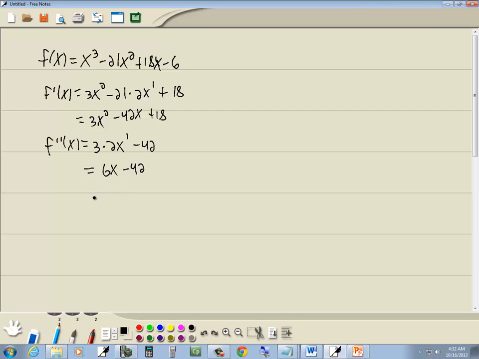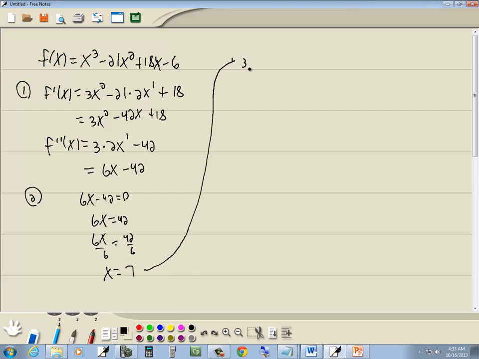Next step, set that equal to 0. We need to find the critical values. This was step 1 here. Step 2, set that equal to 0 and solve it. Take negative 42 to the right side, it becomes a positive 42. Divide both sides by 6. And we get x is equal to 7. That's our critical value.